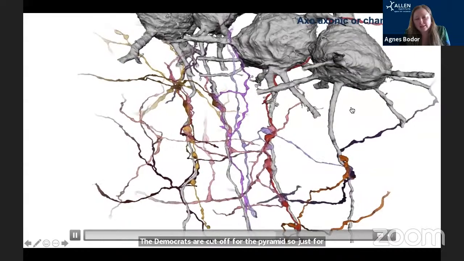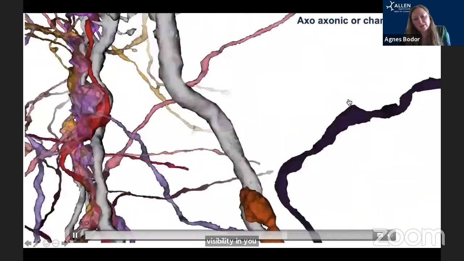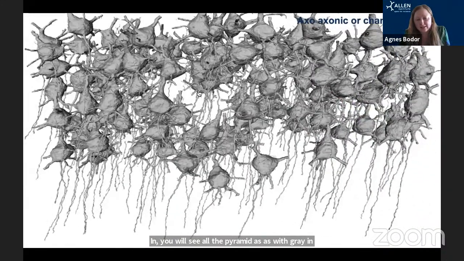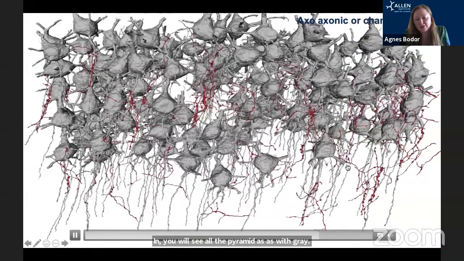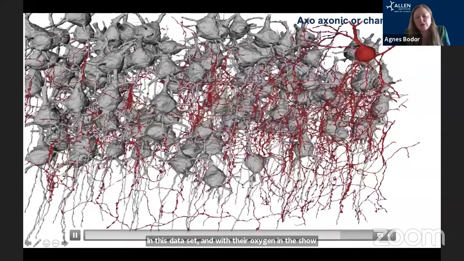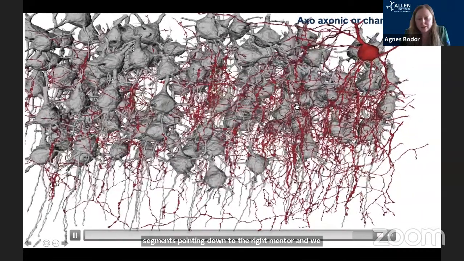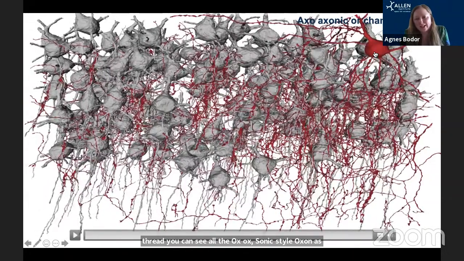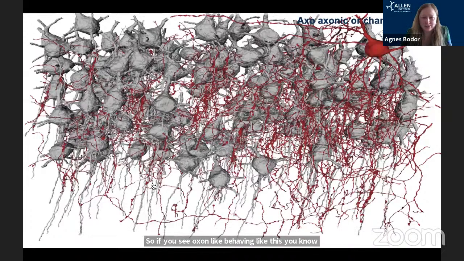Next, you will see all the pyramidal cells in gray in this dataset, with their axon initial segments pointing down to the white matter, and in red you can see all the axo-axonic cell axons and one of the chandelier or axo-axonic cells also. So if you see an axon behaving like this, you know that it belongs to an axo-axonic or chandelier cell.